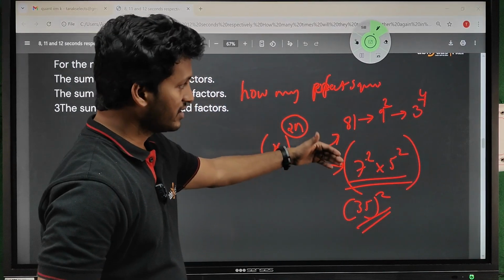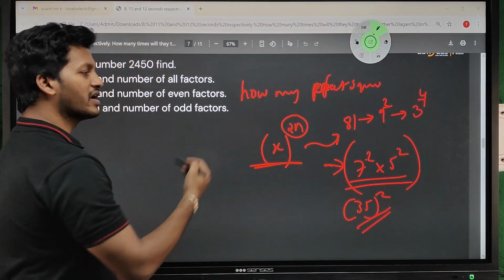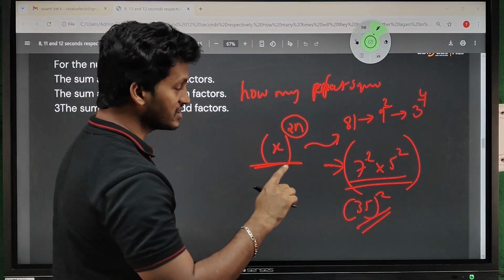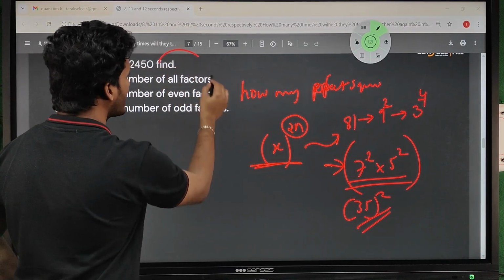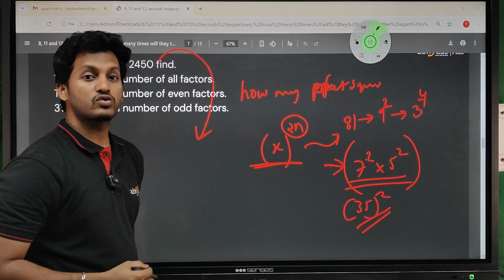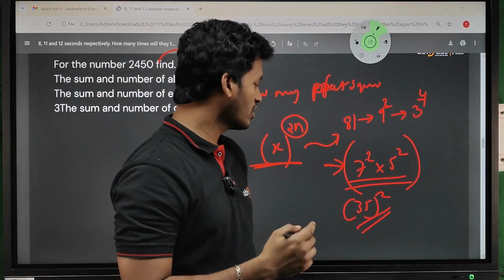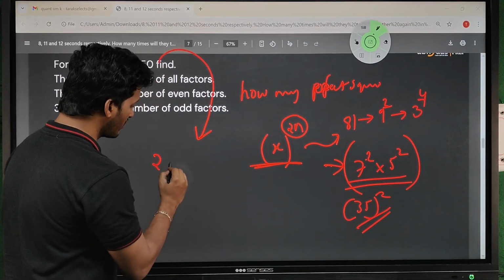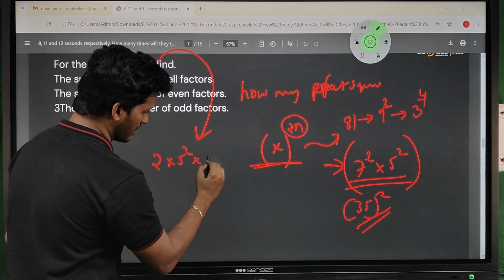Right? Like that, you can express anything as powers of multiples of 2's. That means it is a perfect square. Now 2450. Can I say how many perfect squares are possible with the factors of 2450? Yes, it is 2 power 1 into 5 square into 7 square.